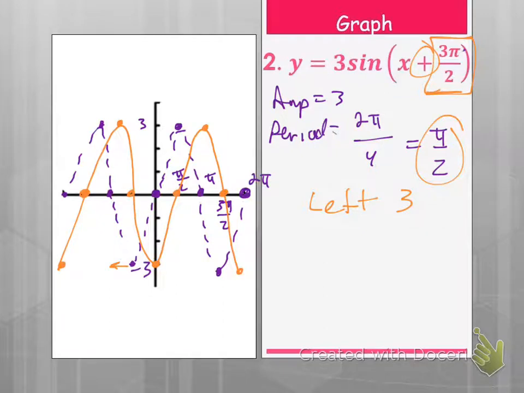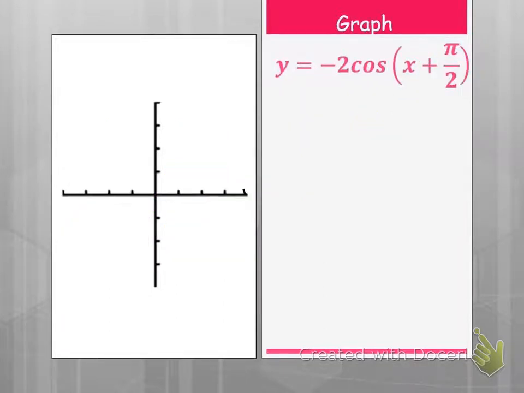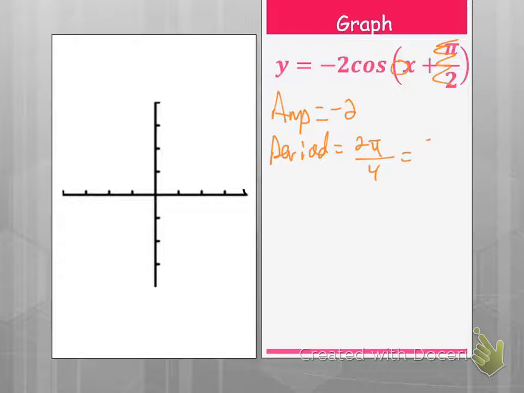All right? One more, and then I'll turn you loose on one. All right. So let's take a look at this guy. Again, scribble away the pi over 2 and just graph y equals negative 2 cosine x. Amplitude is negative 2, period. B is 1, so 2 pi over 1 is just 2 pi. And then we're going to spread that out over 4 tick marks. So everyone's worth pi over 2.